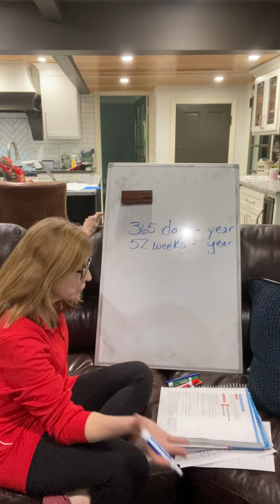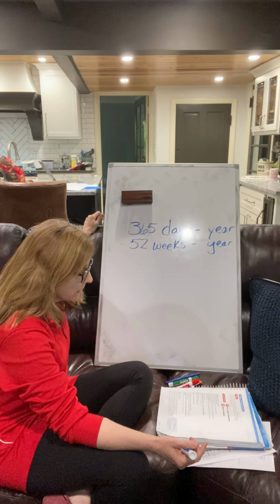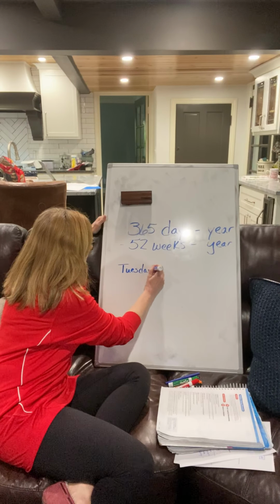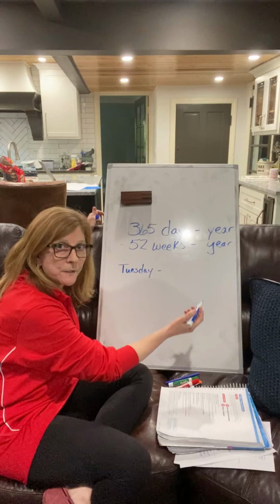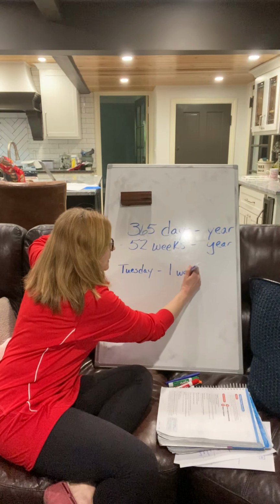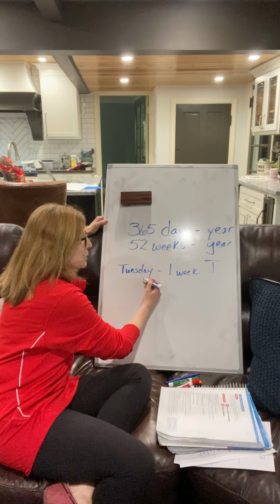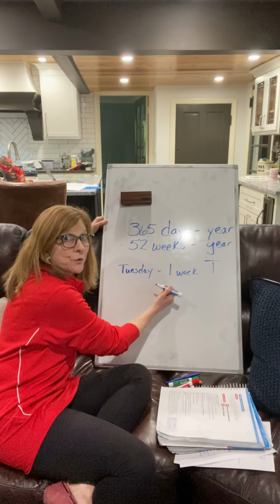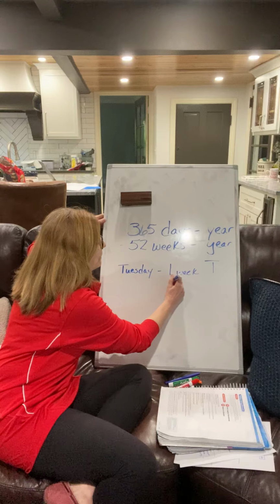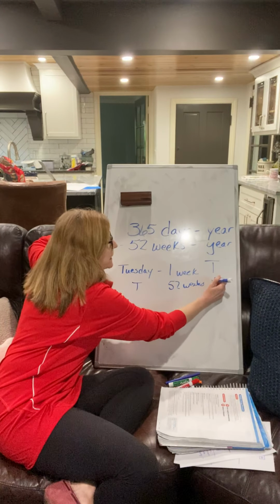Either one of those strategies would work. If we had a Tuesday, then the next Tuesday, 1 week from Tuesday would be Tuesday. All right? And then 2 weeks from Tuesday would be Tuesday. 3 weeks from Tuesday would be Tuesday. 4 weeks from Tuesday would be Tuesday. 52 weeks from Tuesday would be Tuesday.